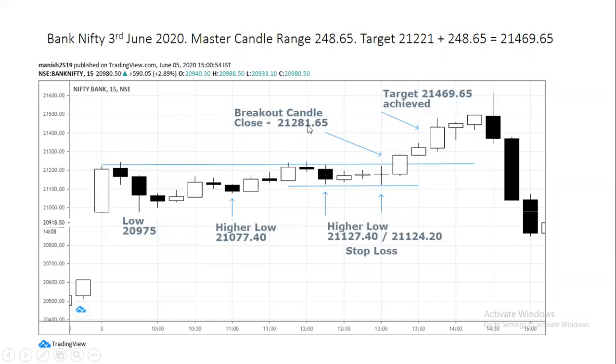So guys, take long entry here and keep stop loss 21,124. So guys, point to note down here is when we are going for a long trade, our stop loss will be higher low. See, this was initial low. This became higher low. Now this is the new higher low. So this is your entry 21,281. This is the stop loss 21,124. And this is the target 21,469.